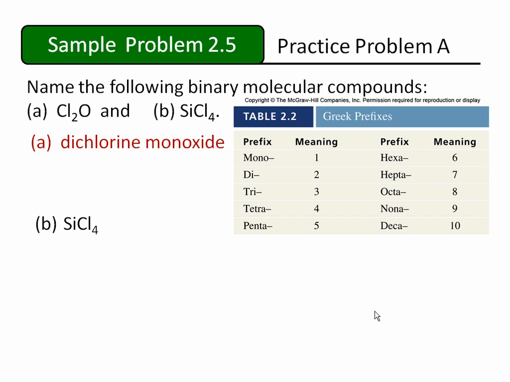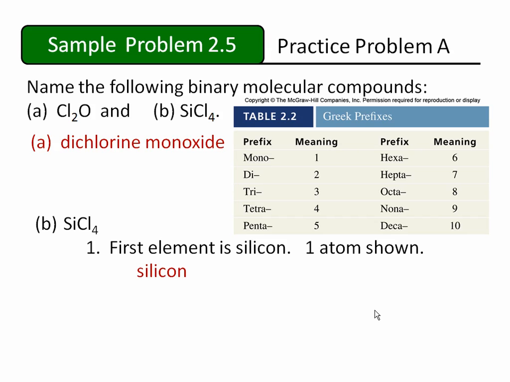The second compound given to us is SiCl4. The first element we see in this one is Si, which stands for silicon. No subscript on the silicon means that only 1 atom is shown. And since this is the first element in the compound, we do not need to include a prefix. We can simply record the word silicon.